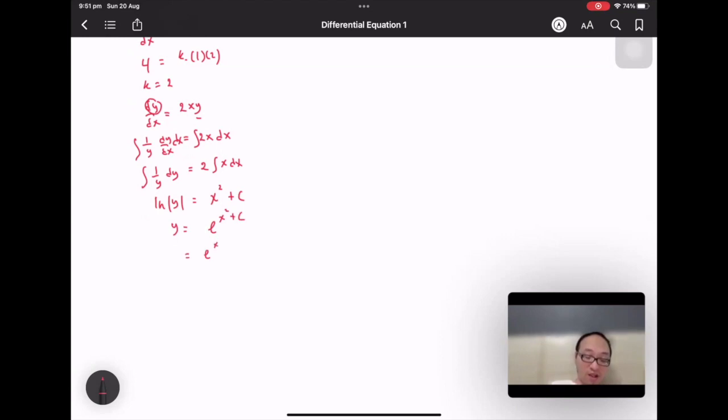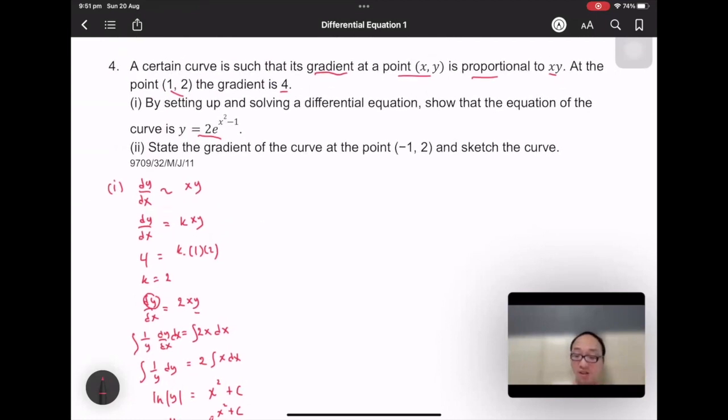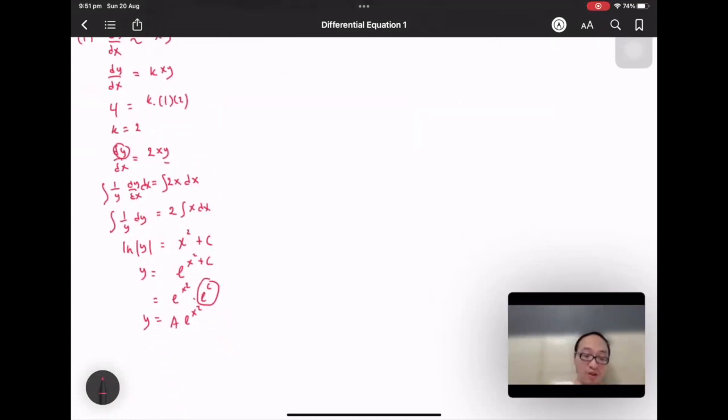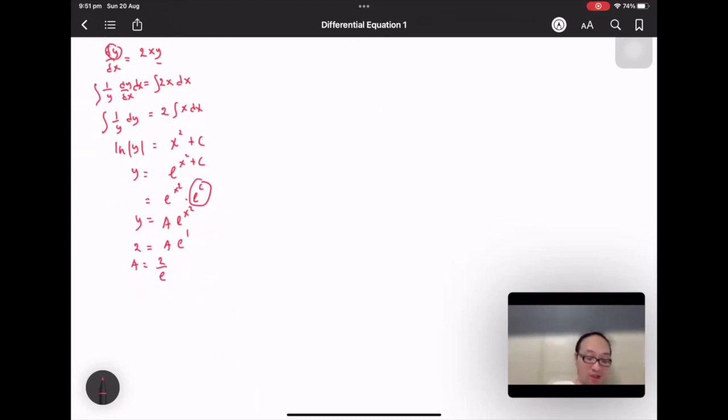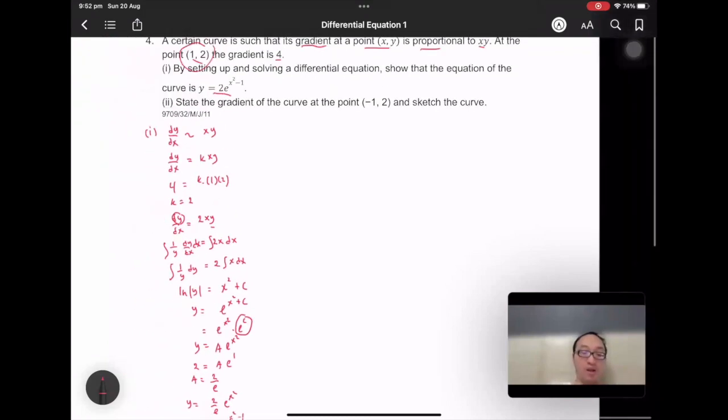This is e to the x squared times e to the c. So this is another constant, a e to the x squared. y equals a e to the x squared. And then I have to find the a. I can put the coordinate 1 and 2. So 2 equals a e to the power of 1. So a equals 2 over e. So the expression will be y equals 2 over e, e to the x squared, or 2e to the x squared minus 1. Shown, yeah?